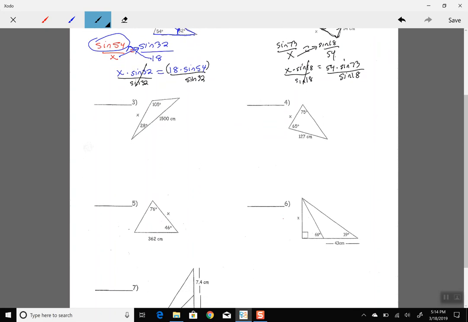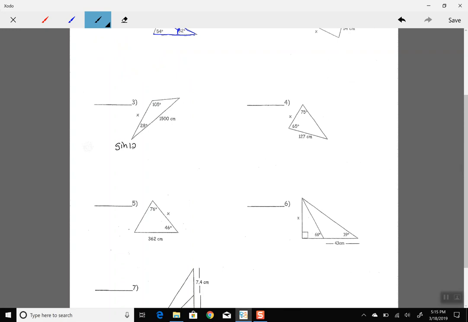In number 3, again, this angle right here, 28 degrees, goes with this side. I don't really have anything over here, though. The 105 opens up and goes with the 1500, so that's good. Sine of 105, it's kind of messy. Sine of 105 goes with 1500. And then I want that 28 to go with something, but nothing's really there.